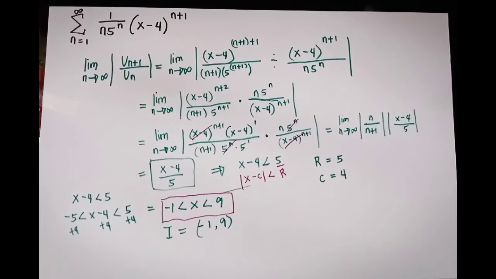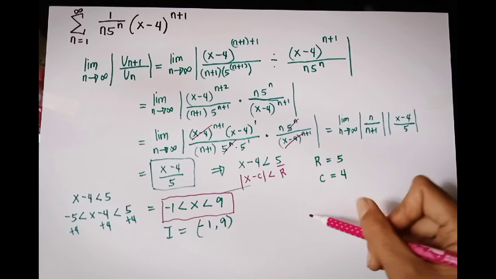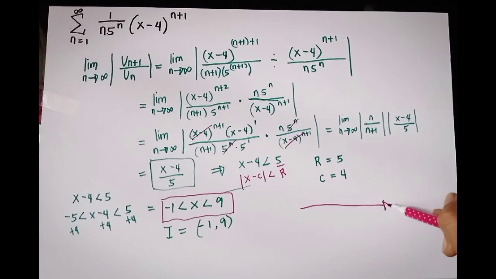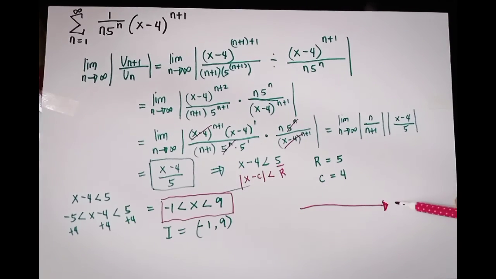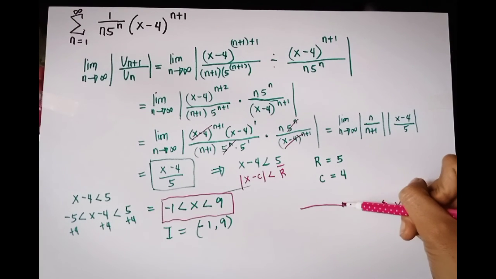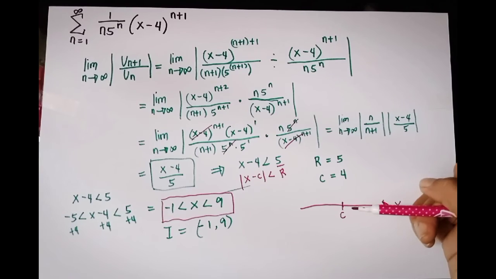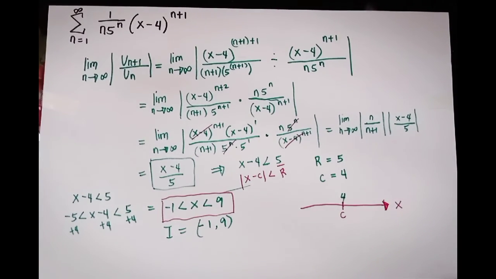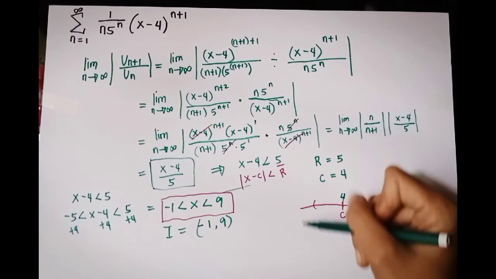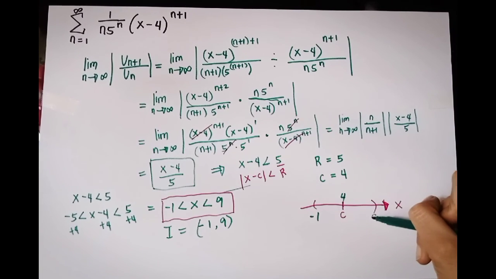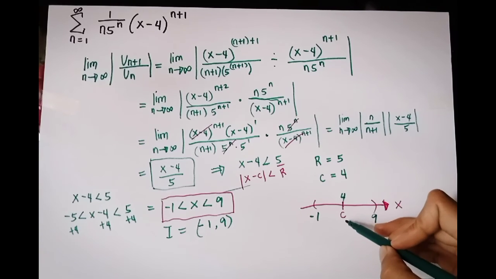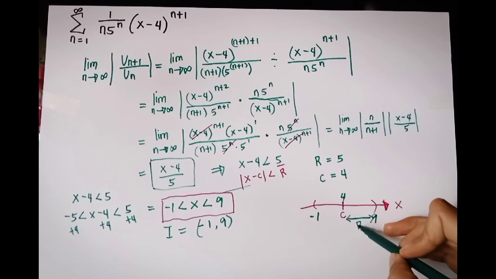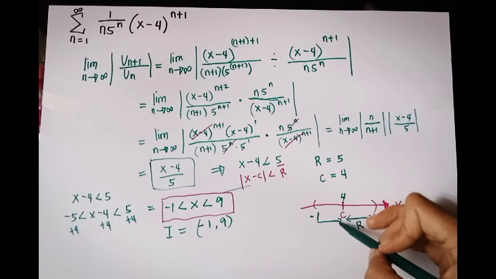And to demonstrate the endpoints of convergence, we have here a line, the x-axis, and we have here the c. The c here is 4. It converges from negative 1 to 9. Therefore, this is our radius here and radius here.